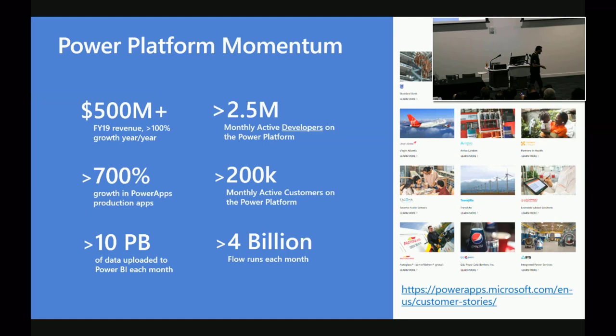It's pretty creepy. So, congratulations to all the developers. Now, the trajectory from this perspective is we're at 2.5 million monthly active developers. We want to hit 10 million. That's our goal. That's bonkers. That means 10 million people are building cool stuff every day. Awesome.